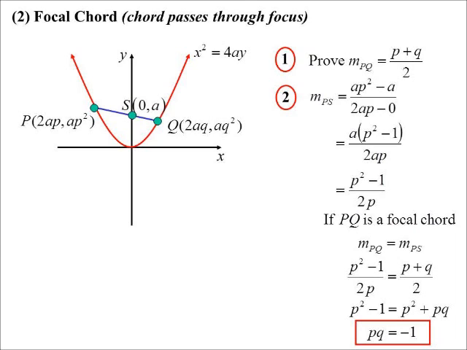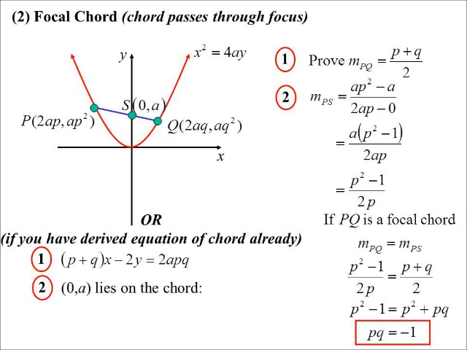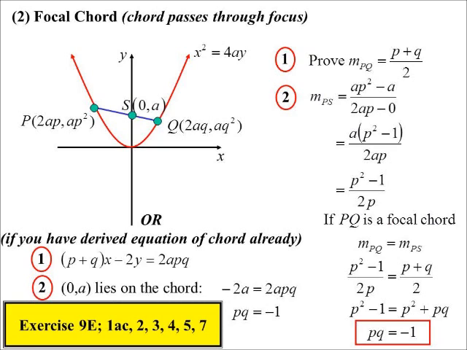There is another way. If you've already worked out the equation of the chord, there's a quicker way. Because if you've already got the equation of the chord, well, I know that chord passes through the focus. Therefore, if I substitute into it, I know it lies on that line, so I must come up with a correct statement. So if I substitute in 0, a, well, 0, so the (p plus q)x disappears. I get minus 2a is 2apq. pq equals negative 1. A lot quicker. So if I've already worked out the equation of the line, I'd do it that way. I think that's a lot quicker. So we'll try a few of those questions.